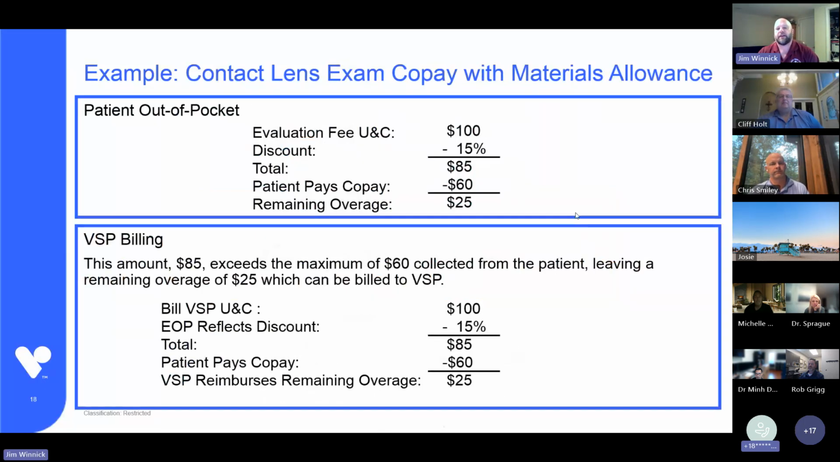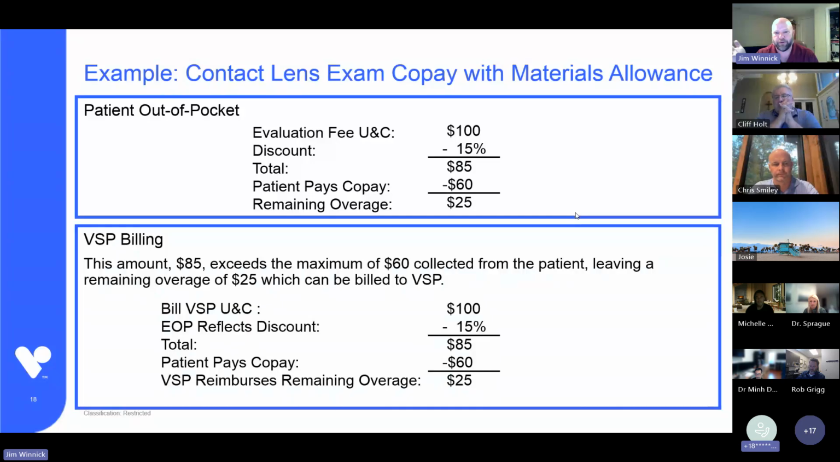So here is a rundown of how this will play out with VSP, and an important pearl that a fair number of doctors are misunderstanding with the copay plan. And that is the fact that VSP will reimburse you your usual and customary fees at 85% if those fees are above $60. So especially when this plan first came out, many doctors were confused and then upset because they thought that their fitting fees were capped at $60 for that copay.